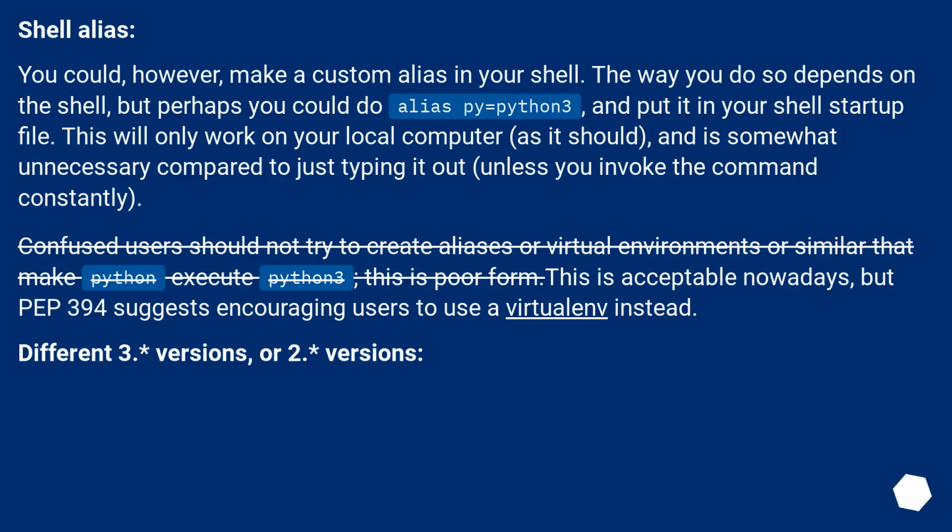Shell alias. You could, however, make a custom alias in your shell. The way you do so depends on the shell, but perhaps you could do alias py=python3 and put it in your shell startup file. This will only work on your local computer, as it should, and is somewhat unnecessary compared to just typing it out, unless you invoke the command constantly. Confused users should not try to create aliases or virtual environments or similar that make python execute Python 3. This is poor form. This is acceptable nowadays, but PEP 394 suggests encouraging users to use a virtual env instead.